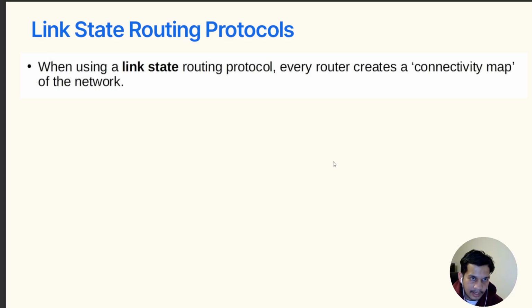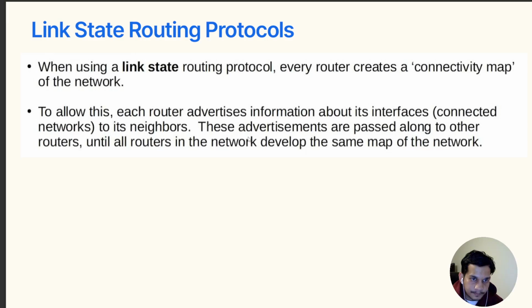So let's take a recap of the link state routing protocol. When using a link state routing protocol, every router creates a connectivity map of the network. To allow this, each router advertises information about its interfaces to its neighbors. These advertisements are passed along to the other routers until all the routers form a network map of the same network. I'll share an example further, and it will be clearer.